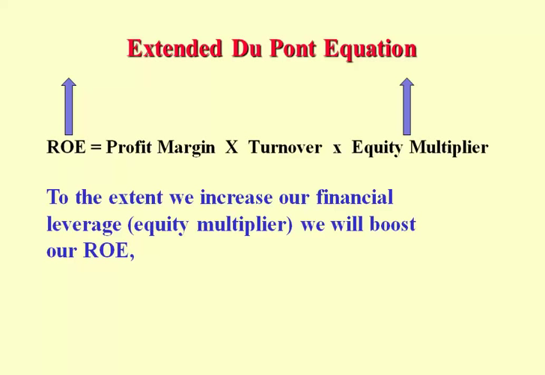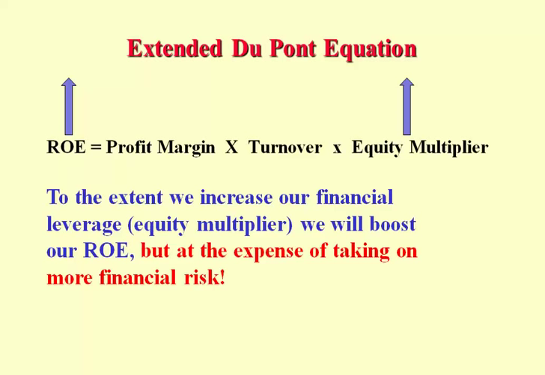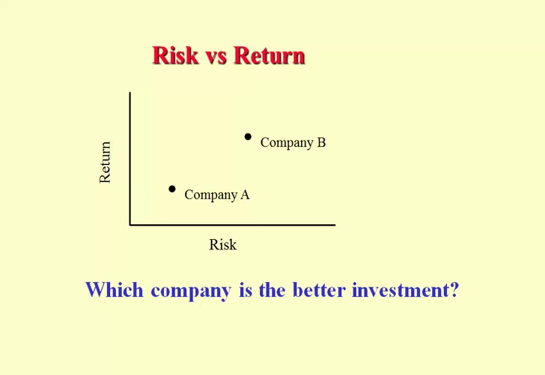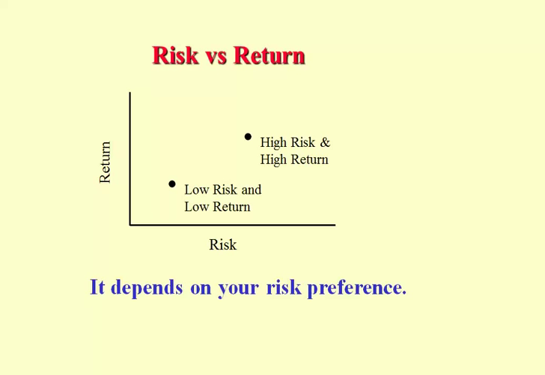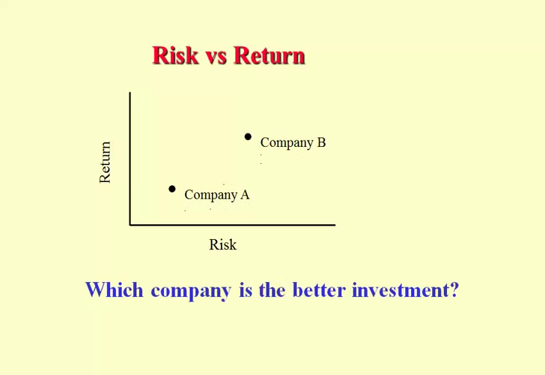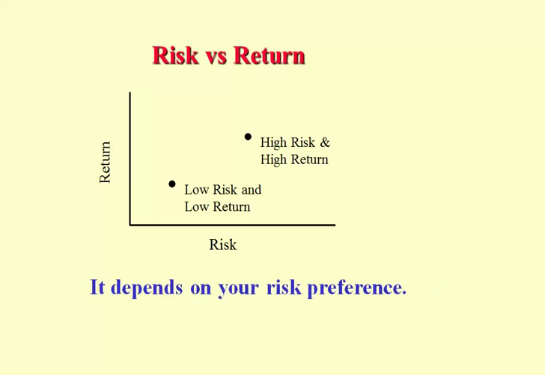However, to the extent that we increase our financial leverage, we'll boost our return on equity, but it comes at the expense of taking on additional financial risk. And whether this risk is good or bad largely depends upon individual investor preferences. Let's consider two companies, Company A and Company B. Notice our graph. We've got risk on the horizontal axis and return on the vertical axis. Company A is a low risk, low return company, and Company B is a high risk, high return company. Which company is better? Well, it all depends upon your risk preference.